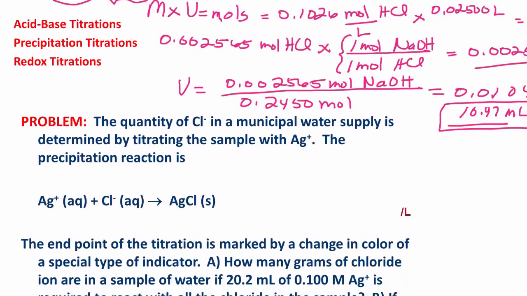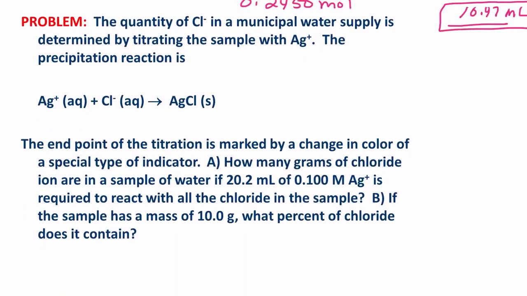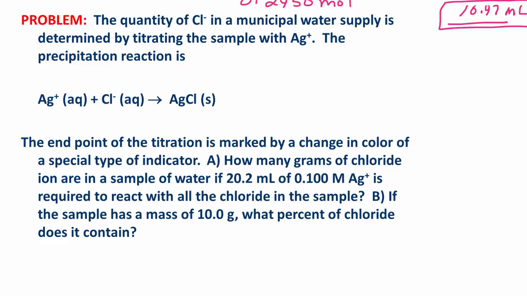Here's another problem that we're going to do. Here we're told that the quantity of chloride in a municipal water supply is determined by titrating the sample with silver ion. Here is the precipitation reaction. The end point of the titration is marked by a change in color of a special type of indicator. Yeah, we actually use dichromate ion, but I won't go into that.